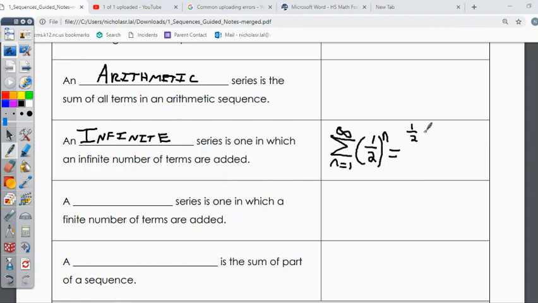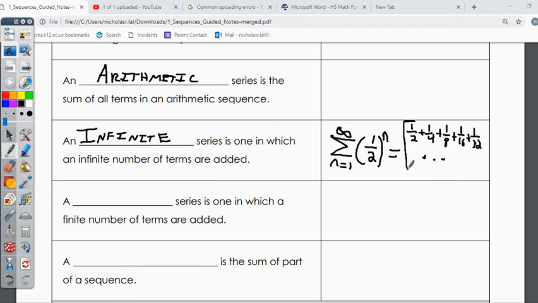What's 1/2 to the second power? 1/2 times 1/2 is 1/4, plus 1/4, then 1/2 to the third power. 1/2 times 1/2 is 1/4 times 1/2 is 1/8, right? 1/8 plus 1/16 plus 1/32, and that's going to go on for infinity.